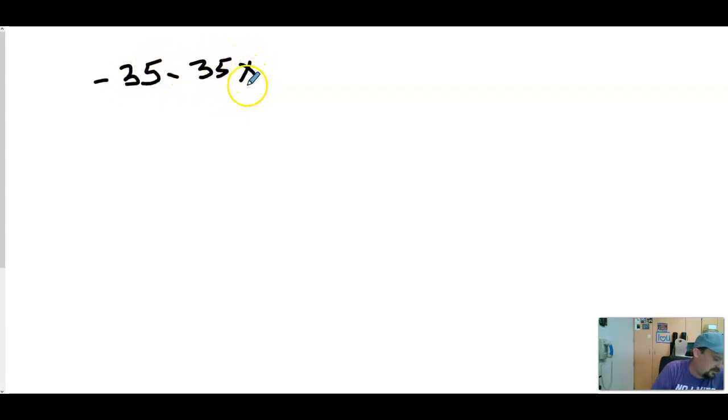Let's go ahead and do our last example. We have negative 35 minus 35x equals negative 5 times 1 plus 3x.